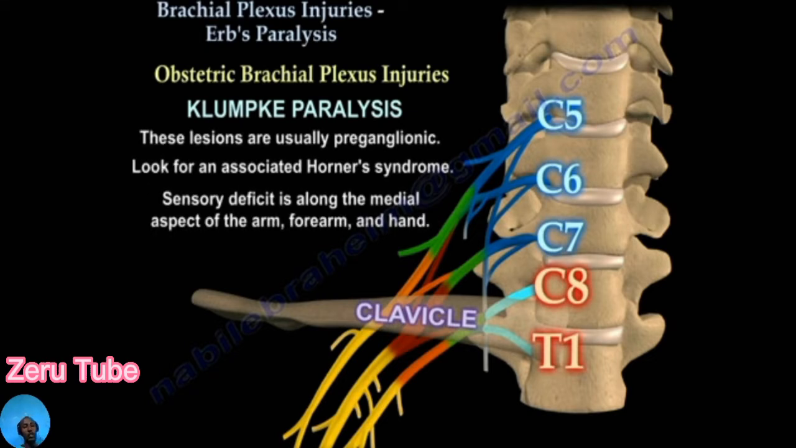These lesions are usually preganglionic, and unlike Erb's paralysis, there may be an association with Horner syndrome. The sensory deficit is along the medial aspect of the arm, forearm, and the hand.